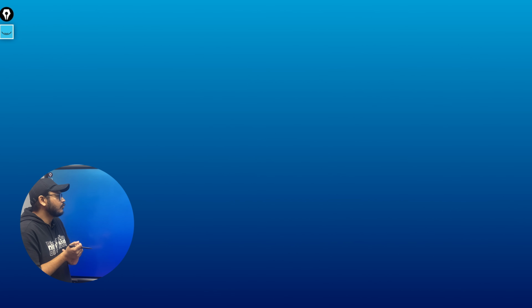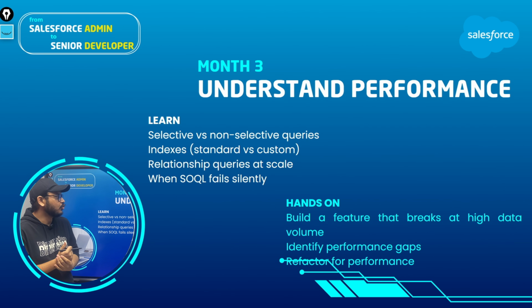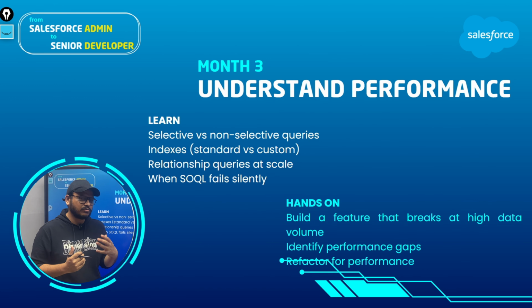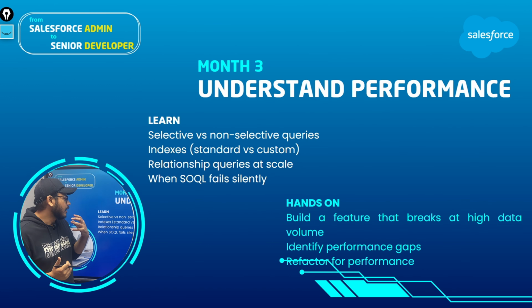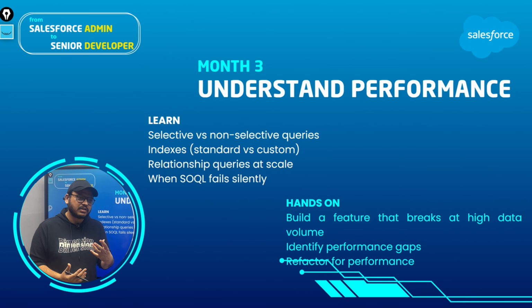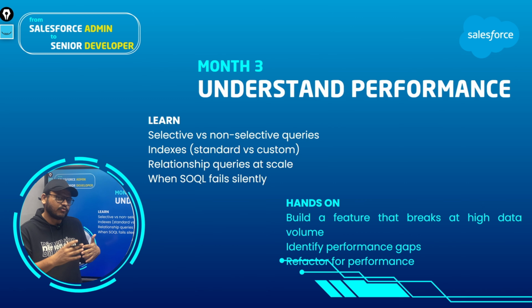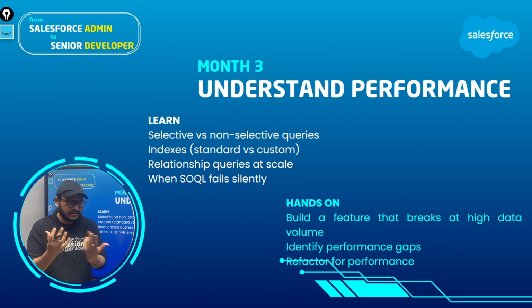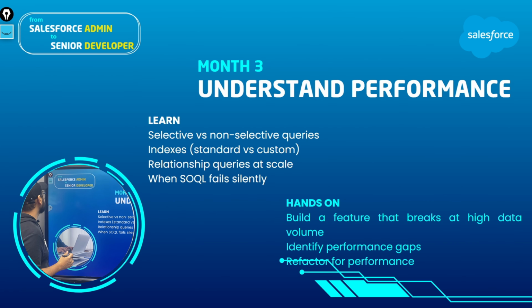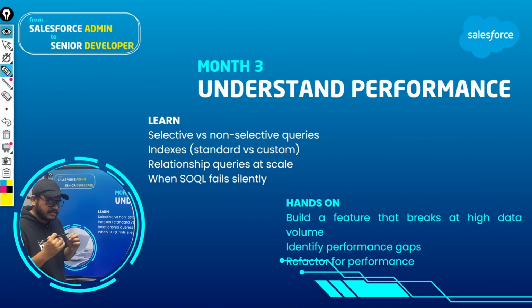The next milestone for you would be month 3, the third month. You start understanding performance. This is where you start understanding the higher-level, or advanced, concepts of performance, because writing code is one thing, but if my code works for 50,000 records, will it work for 5 million records, or for 50 records? That depends on how we have written the code, and for that we have to understand performance and stuff like that. All right, so data volumes, performance, optimized SOQL queries, etc.